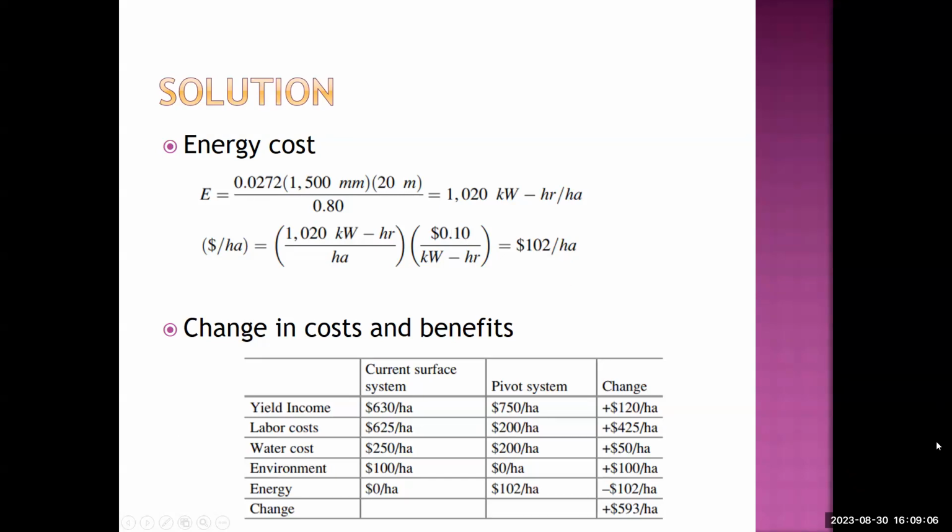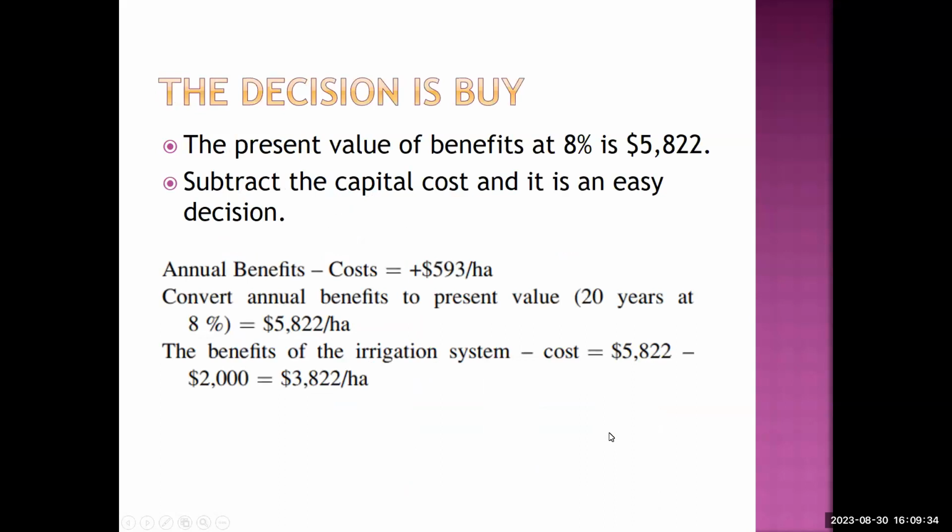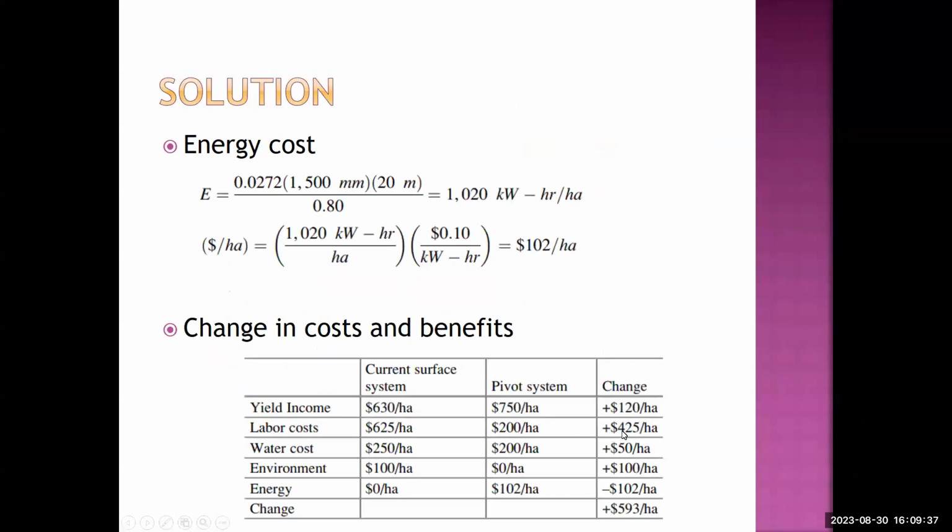So then we can set up this table where we're looking at the change. Remember I said we're looking at the change because we're just replacing the surface system with a pivot system. So we increase our yield income by $120 per hectare. Our labor costs, actually, that should be a minus there, minus $425 instead of plus.